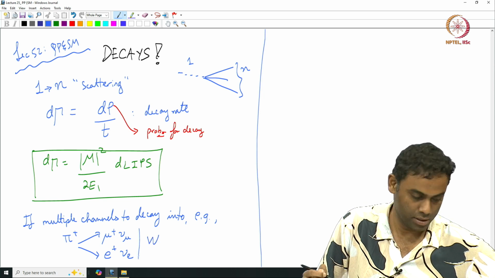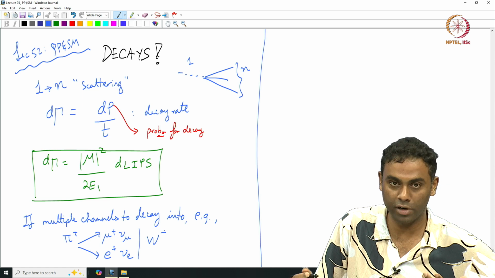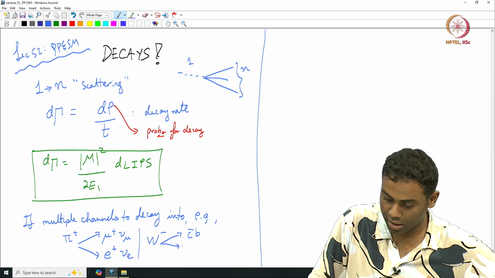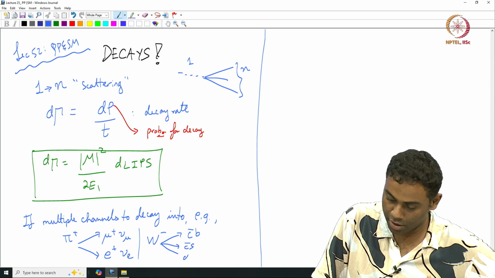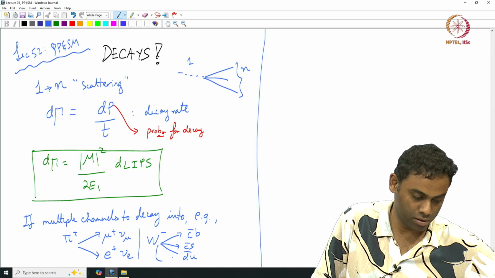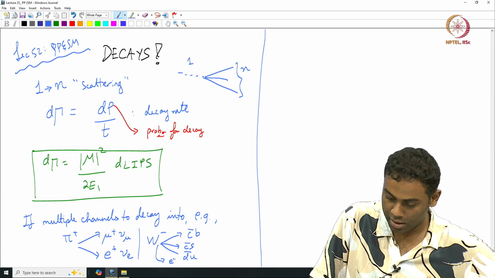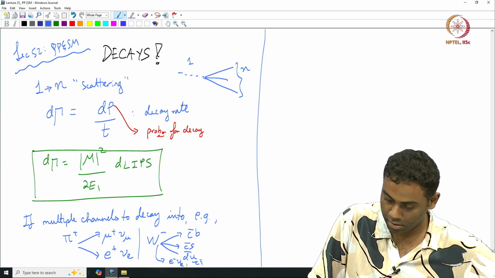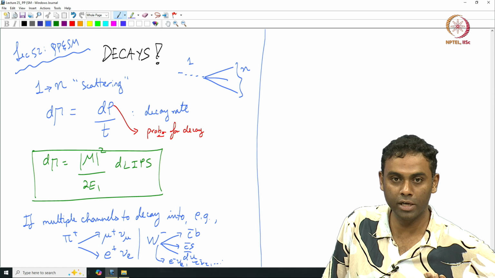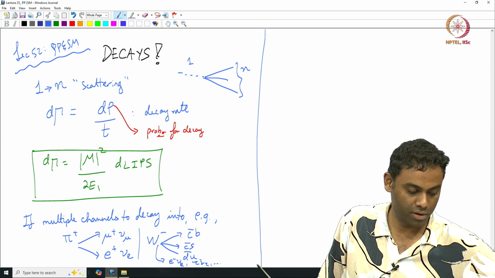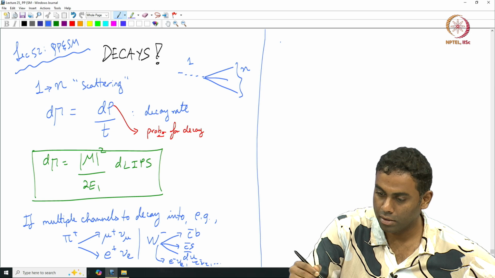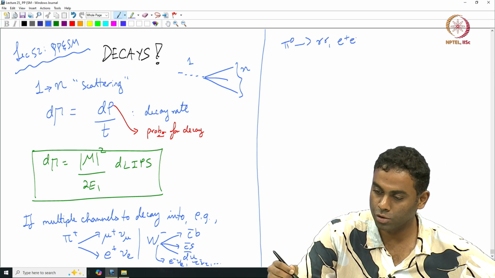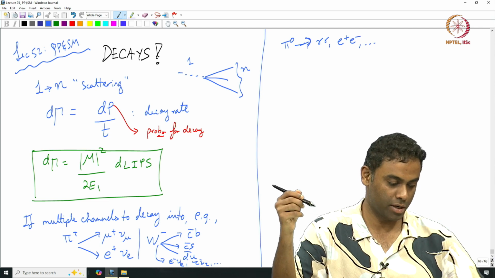Or if I take a W, it can go to so many different final states, right? It can go to a c bar b, or a c bar s, or a d bar u. Or leptonic channels, so I can have an electron channel or a tau channel, and so on and so forth. You can even have 3 body decays, 4 body decays, and so on. To give another example, pi 0 mostly goes to photons, but it can also go to e plus e minus and so on.